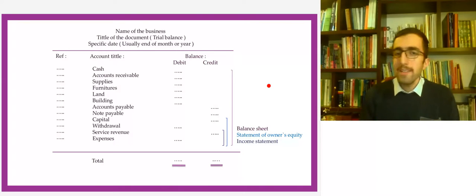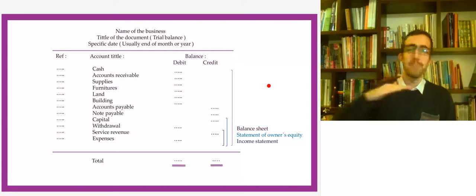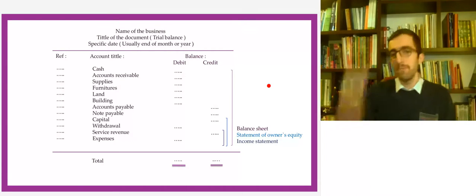On the right side of this page, you can see the names of some of the financial statements. I mean the income statement, the statement of owner's equity, and the balance sheet. Maybe you ask me why the order of accounts that I told you is important in the trial balance. I have to say that if we go from the bottom to the top of the trial balance, it will be very great.